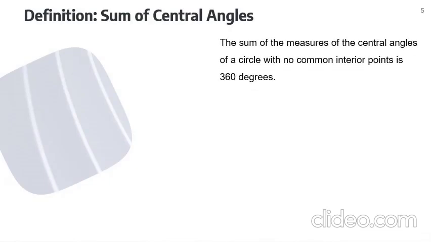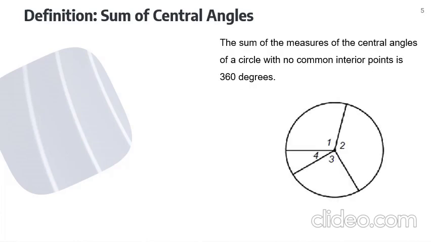Sum of central angles. The sum of the measures of the central angles of a circle with no common interior points is 360 degrees. For example, in this figure, there is an angle 1, 2, 3, and 4. If you're going to solve the sum of angle 1 plus angle 2 plus angle 3 plus angle 4, the sum must be 360 degrees.